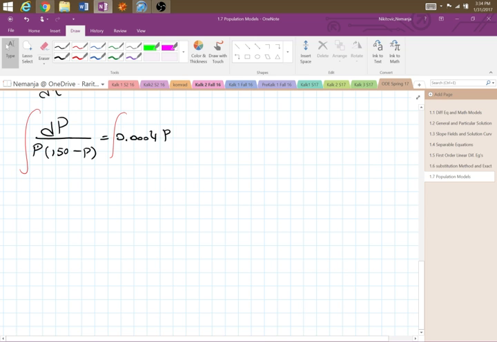Remember partial fraction decomposition? Yeah, you're going to need it in chapter 4, so let's go. So partial fraction decomposition, A over p plus B over 150 minus p, needs to be equal to what?